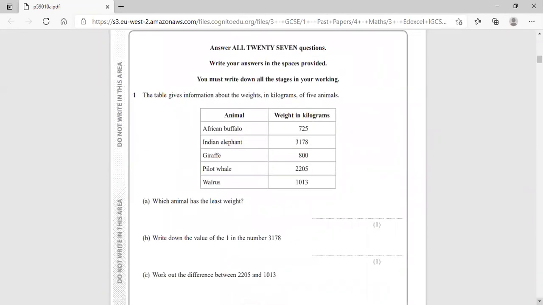So this table gives information about the weights in kilograms of 5 animals. So we've got the African buffalo, Indian elephant, giraffe, pilot whale, and walrus. Then it gives you the weight of all of these animals.